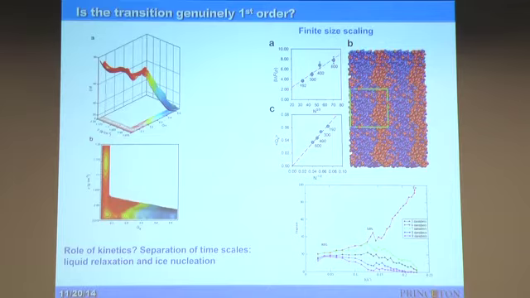result. And if we look also at the Q6 order parameter, we see that the average Q6 goes to 0 as we increase the size of the system, as 1 over the square root of n, as it should.